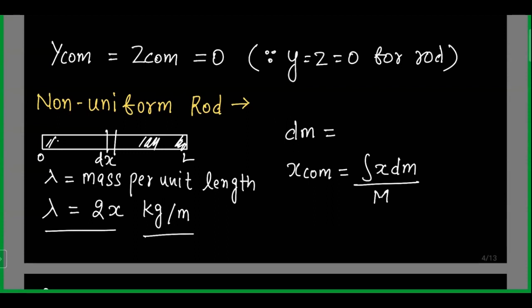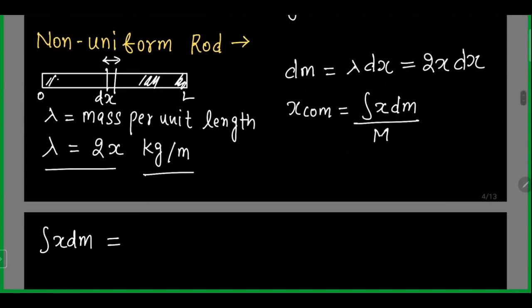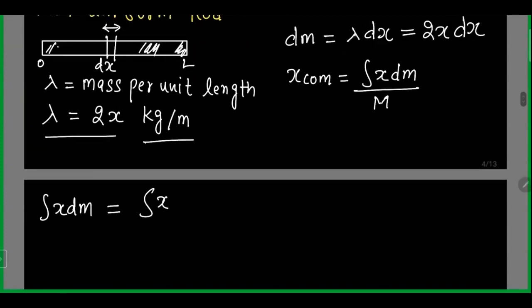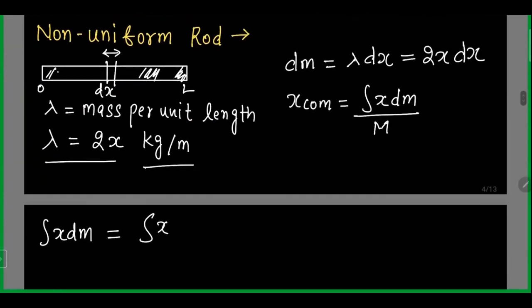Let's say we are taking a small element which has a length of dx. So what will be the mass of this small length? I just told you it will be lambda dx. So lambda is 2x and dx is dx. Now let's use the formula of x_com, which is x dm divided by total mass. So let's first find x dm. So x dm will be, let's put a value of x as x. And what is dm? dm is 2x dx.